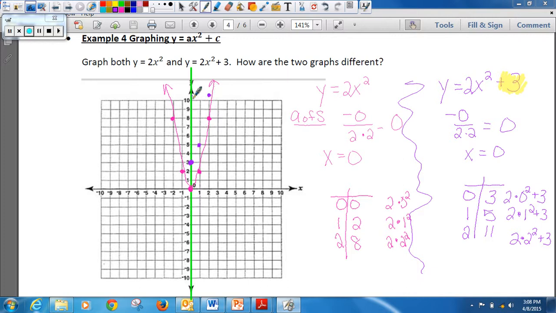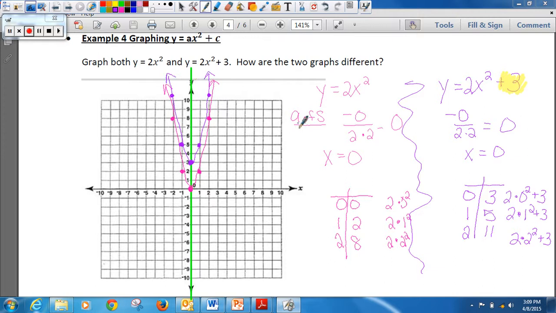Now remember, then we go the opposite direction. So 1, 2 over, 2 over, 1 over, 1 over. And then I'm going to draw in my parabola.